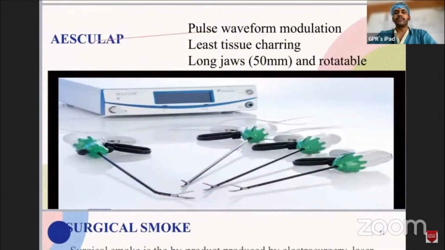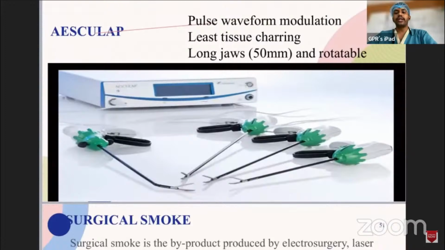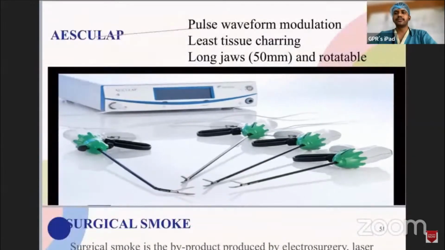Then comes Sonicision, which has its own rotating or end-turning shear tip. As you can see in the picture of the first instrument, we can literally articulate the jaws rather than just rotating them. This uses pulse waveform modification, and it causes the least tissue charring. So for whatever we have discussed.